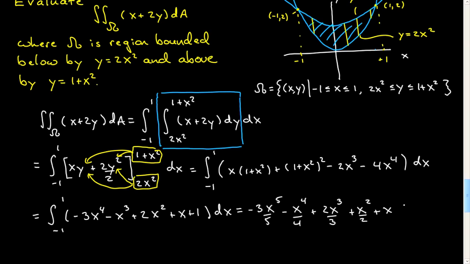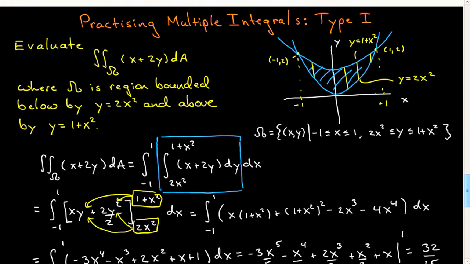All right, so evaluate from minus 1 to 1. Anyway, I have written down the answer. It's 32 over 15. So you can check that, and if I made a mistake, don't worry too much. Tell me, I'll correct it, but there we go. Let's not worry about that. Anyway, that's your answer, and that's how you do problems of this type.